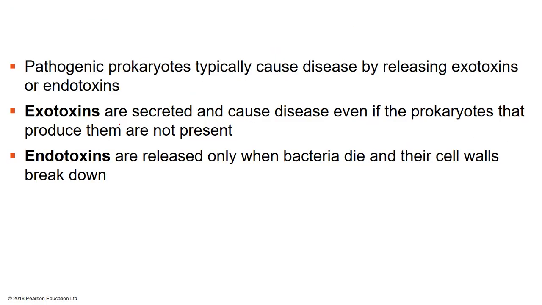Some other types of pathogenic prokaryotes might cause disease by producing toxins or by releasing toxins. We have exotoxins or endotoxins. Exotoxins are typically toxins that are produced inside prokaryotes and then they are released. Okay. And endotoxins are toxins that are released from the bacteria when they die and their cell wall breaks down.